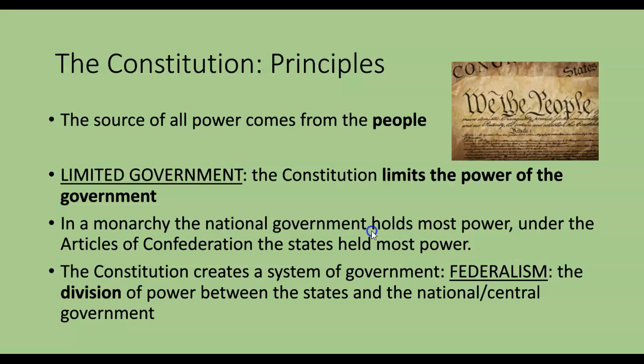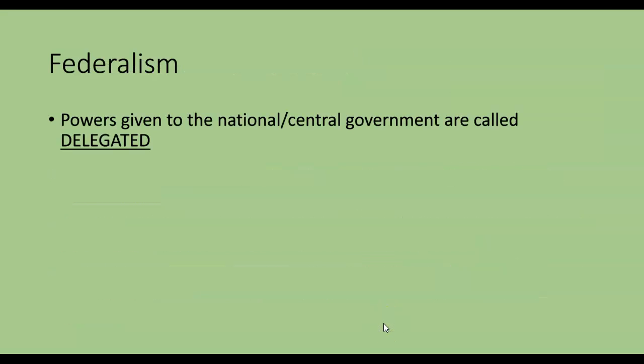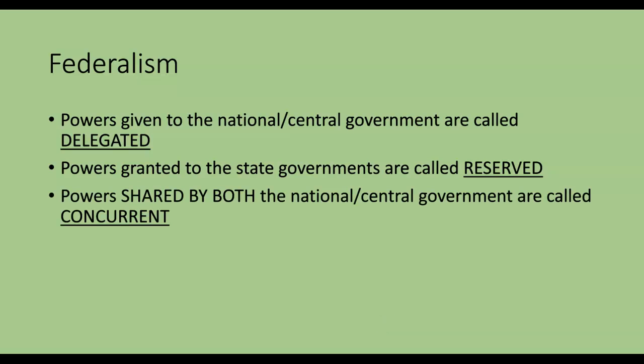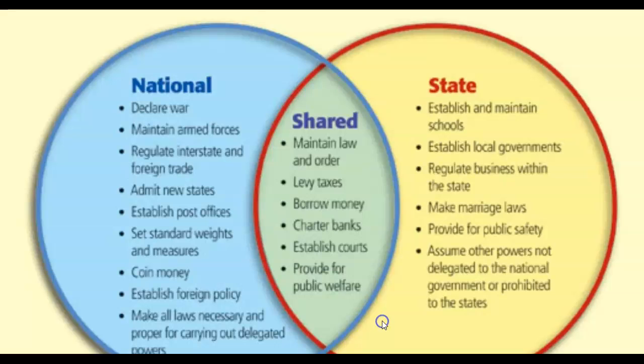So let's look at that right now. First thing is that federalism, some of the definitions are: powers given to the national government are called delegated, powers that are granted to the state governments are called reserved, and powers that are shared by both are called concurrent. So in this graph that we looked at the other day in class, you have delegated powers like declare war, maintain armed forces, regulate trade, establish post office. These are all the powers only the national government can do.